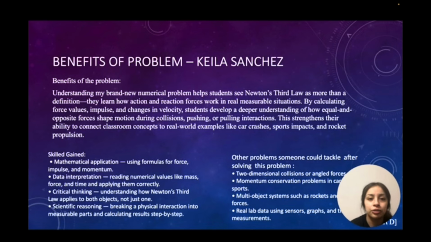My problem involves two carts on a frictionless track. Cart A is 2 kilograms and cart B is 3 kilograms. A force of 12 newtons acts for 0.4 seconds during the collision. Because of Newton's third law, each cart receives the same impulse but in opposite directions. The task is to calculate the final velocity of each cart after the collision.